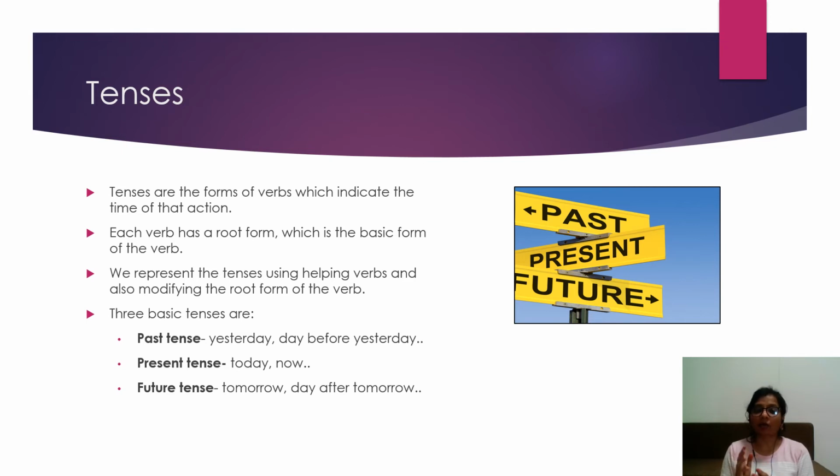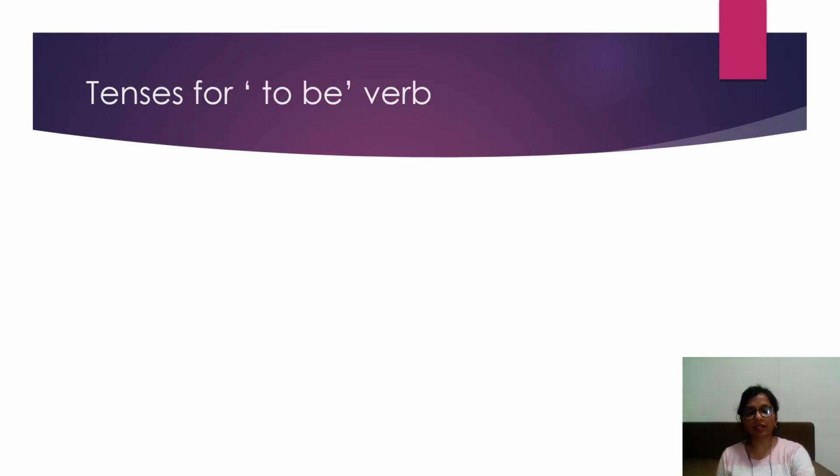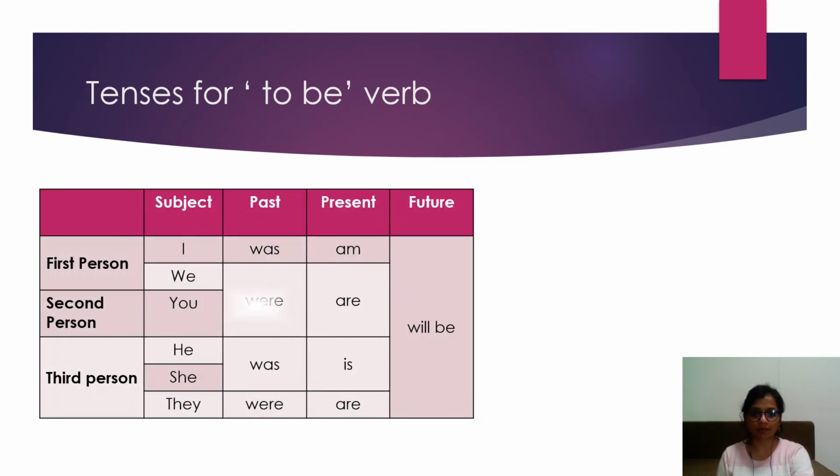Now, three basic tenses that we have are past tense, present tense, and future tense. My past tense could be yesterday or day before yesterday, etc. Present tense can be today or now, okay, etc. Future tense can be tomorrow, day after tomorrow, and so on. Let's now take a look at the verb to be and its various forms.